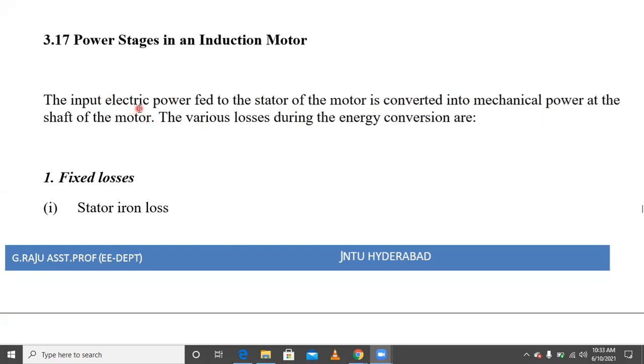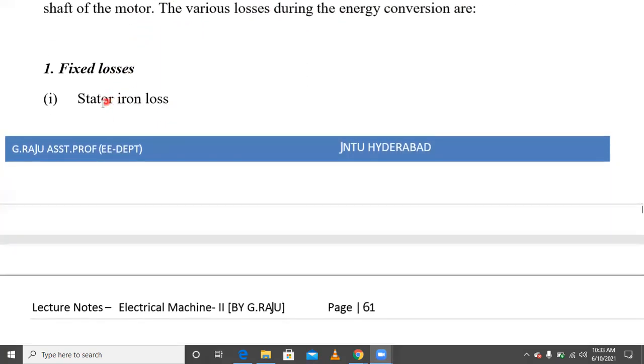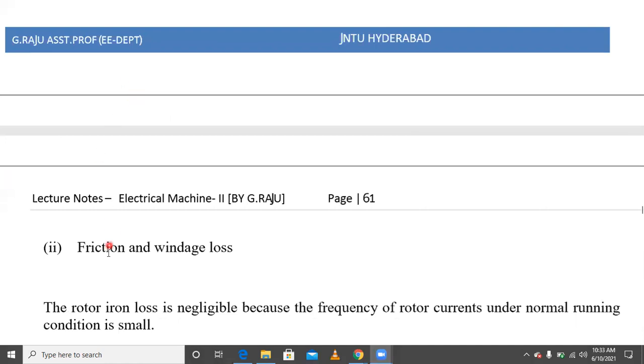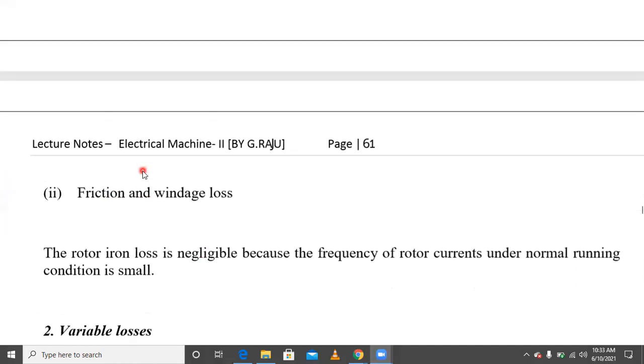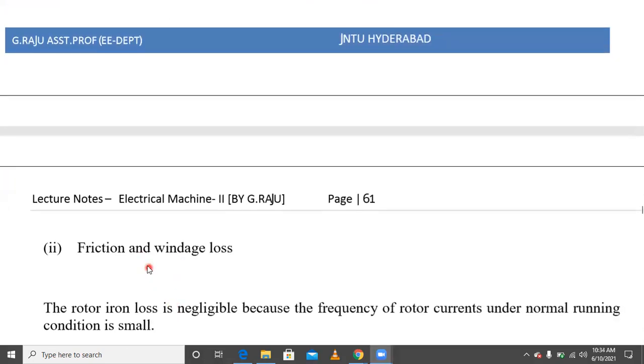Input of this induction motor is electrical power. Electrical power fed to the stator of the motor is converted into mechanical power at the shaft of the motor. Various losses take place during the energy conversion, electrical to mechanical. There are fixed losses and variable losses, same as a transformer. Fixed losses are stator iron loss and friction and windage losses. These two are fixed losses.